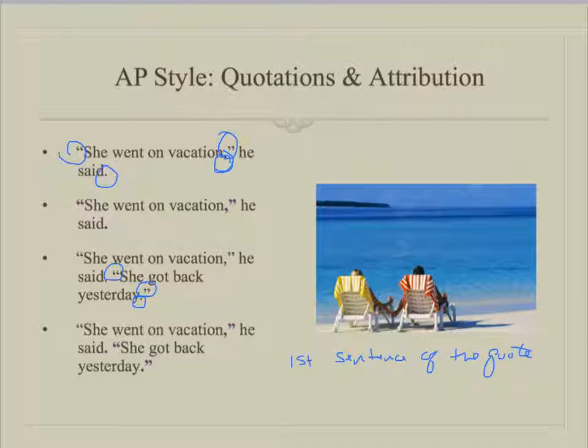Now, the difference here is if this paragraph were to continue: "She went on vacation," he said, and we have this comma, and let's say it was "and she got back yesterday." The sentence continued, so we would put a comma here. Now, the other option is, suppose we want the paragraph to continue the quote. We want a new paragraph. The only thing we would do differently here is get rid of this set of quote marks. "She got back yesterday."